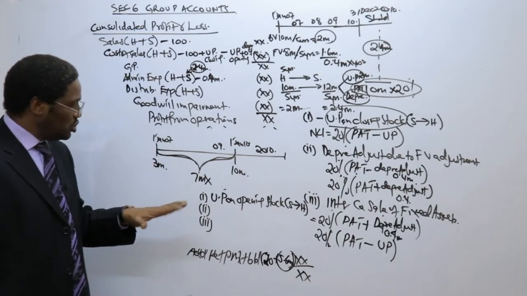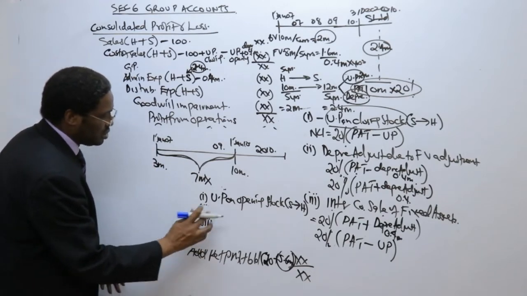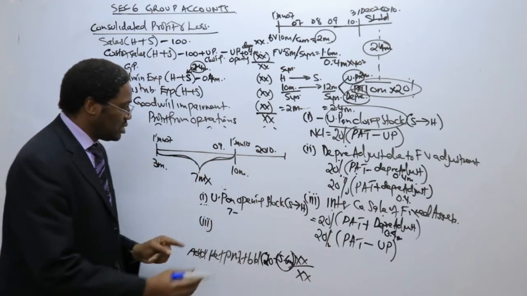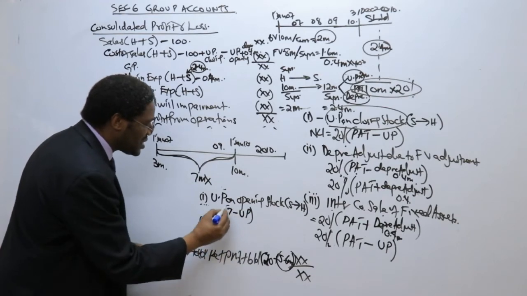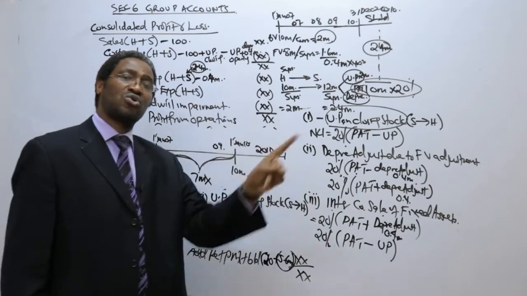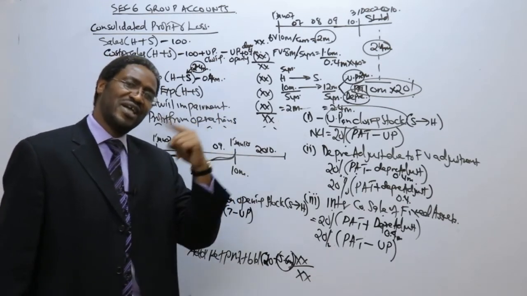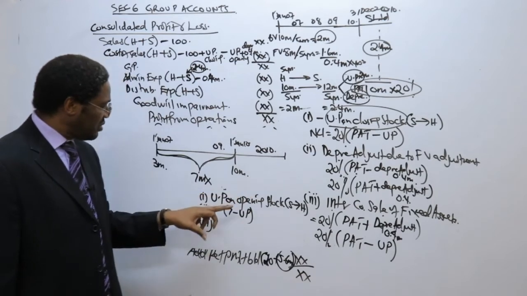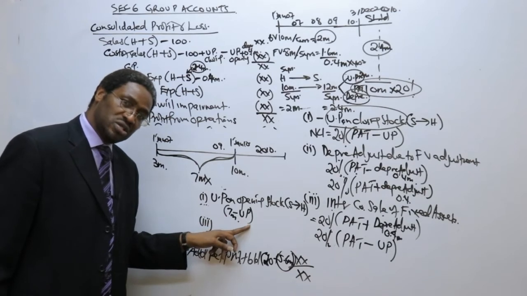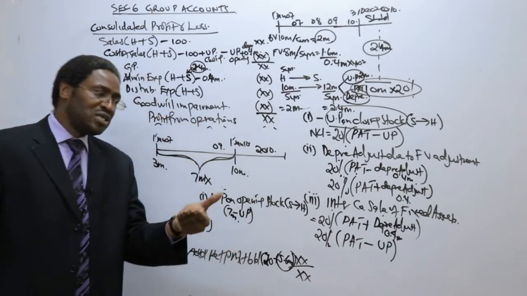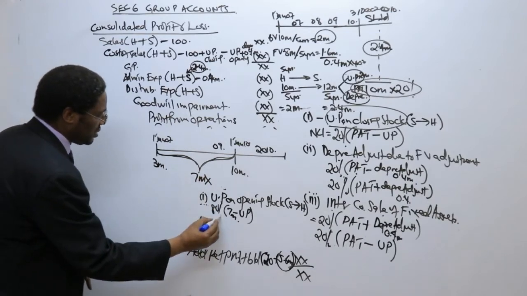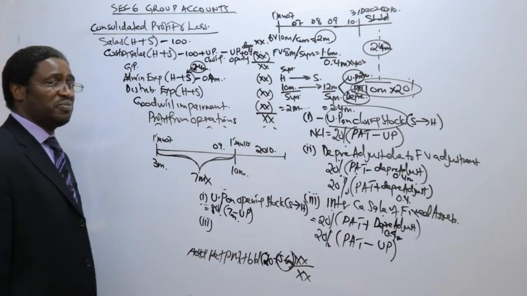So what do you do? You take that 7 million, you minus the unrealized profit of the subsidiary company on the opening stock. Remember, opening stock is the closing stock of last year. The opening stock of this year is the closing stock of last year. So you take that 7 million, you minus the unrealized profit on opening stock. Then once you do that, you get the pure post-acquisition profit, and now you can take your 80% on that one.